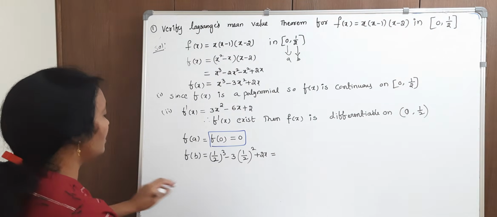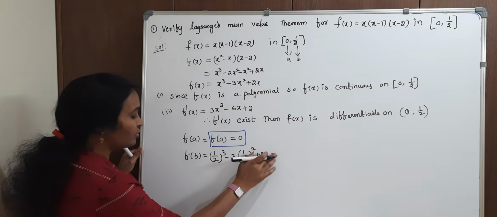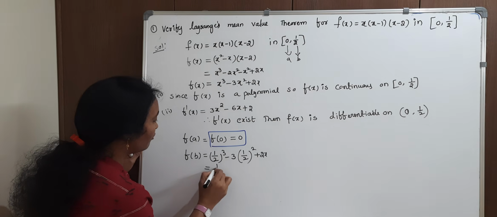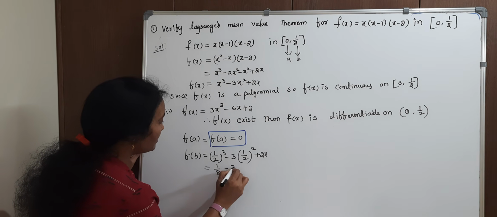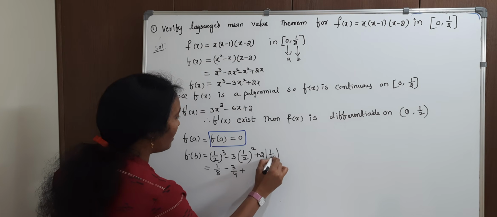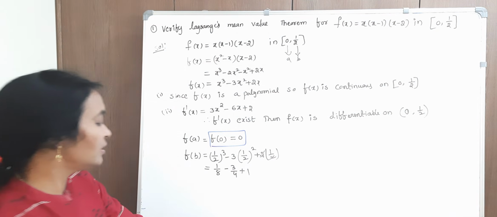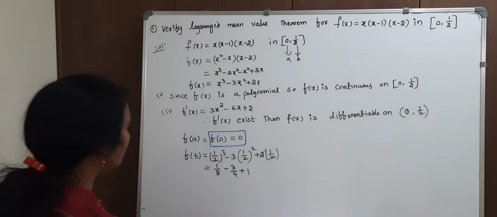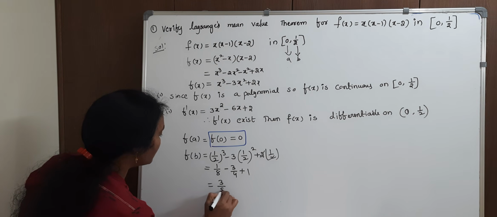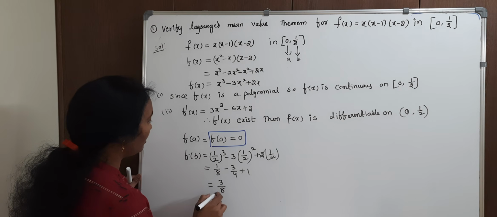After simplification, this is 1 by 8, or you can write one more step. This is 1 by 8 minus 3 by 4, plus 1, since half of 2 cancels. After simplification, now I got 3 by 8.